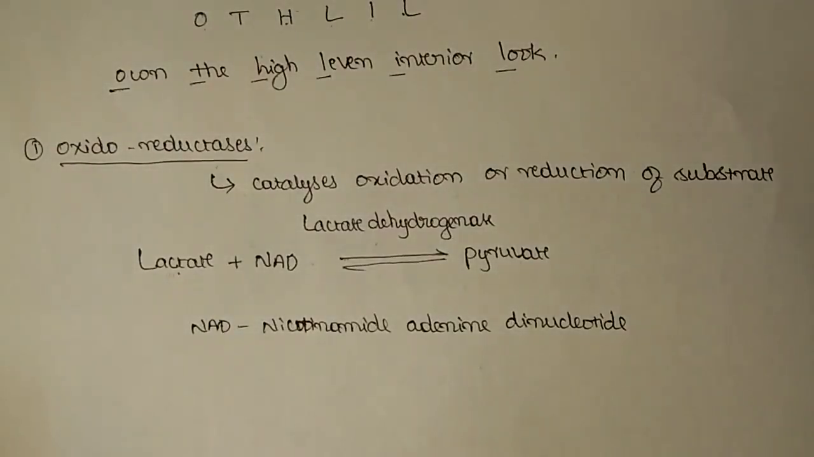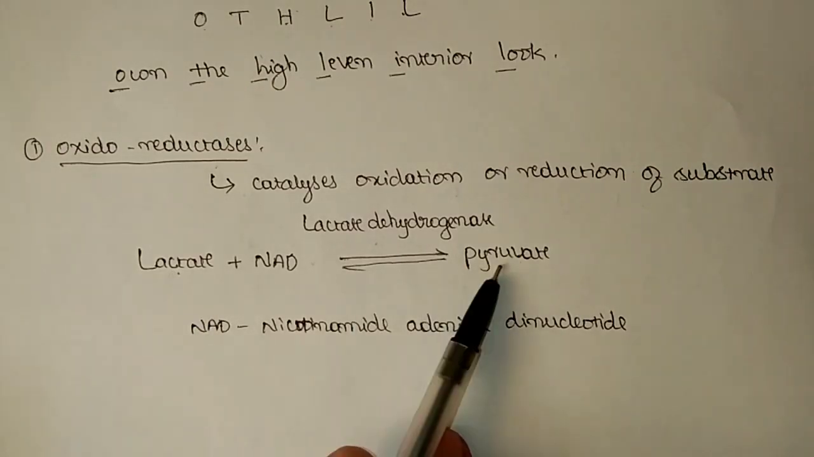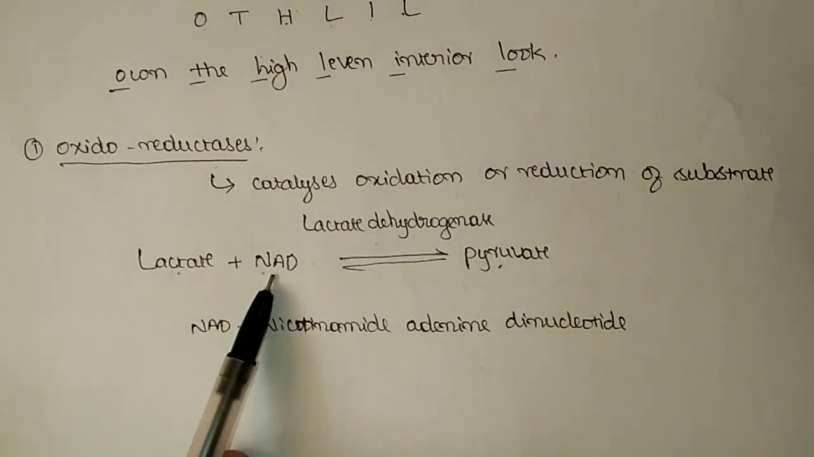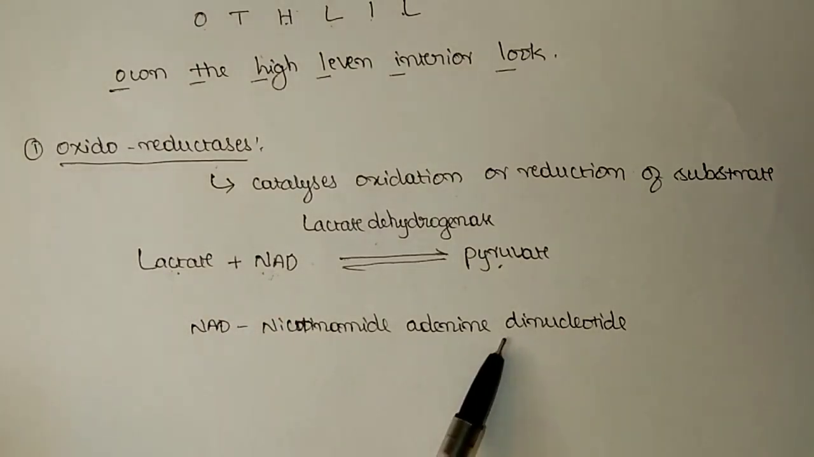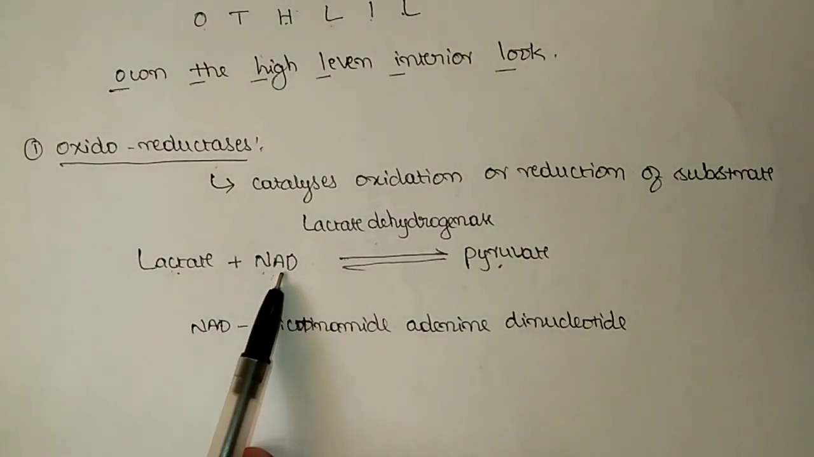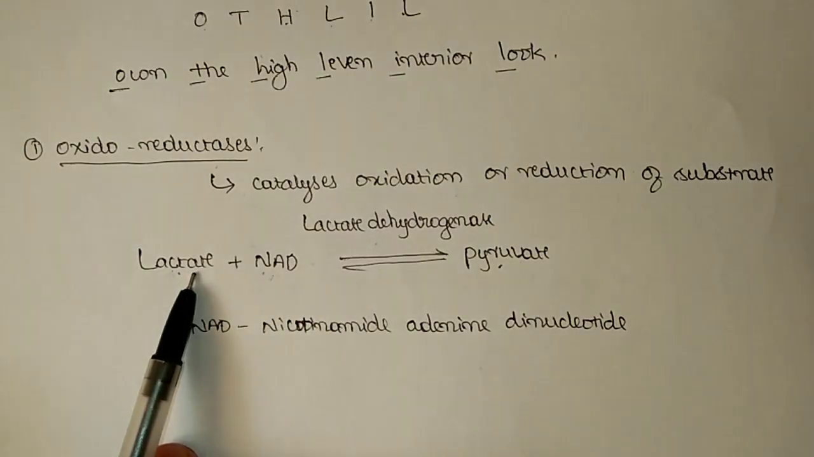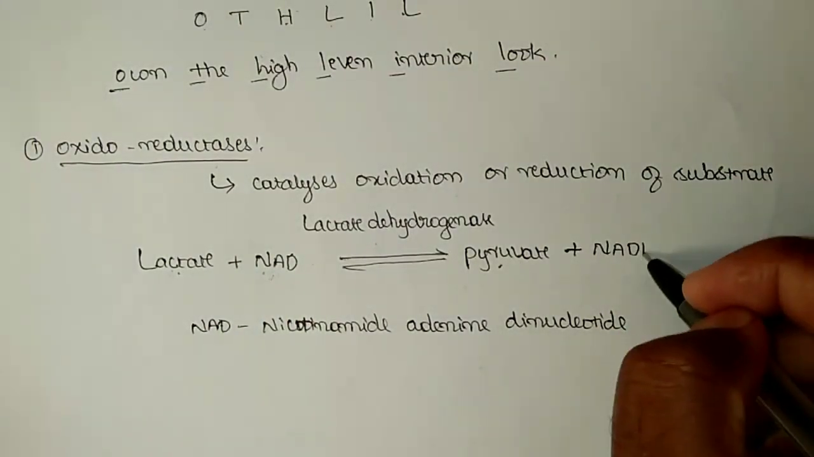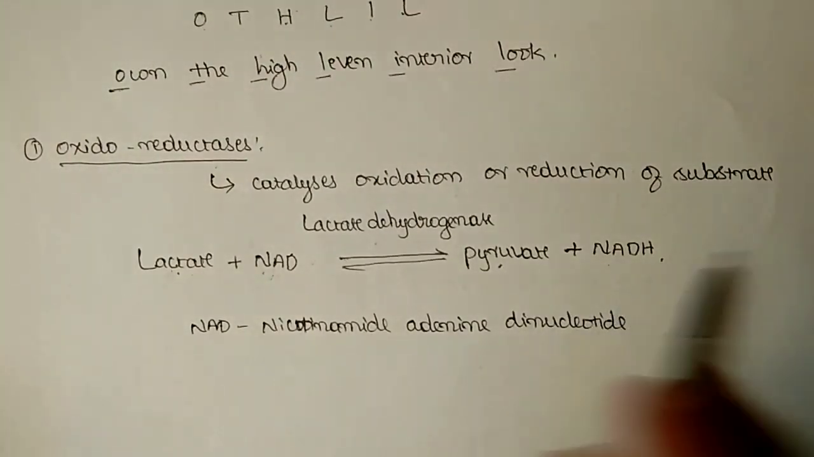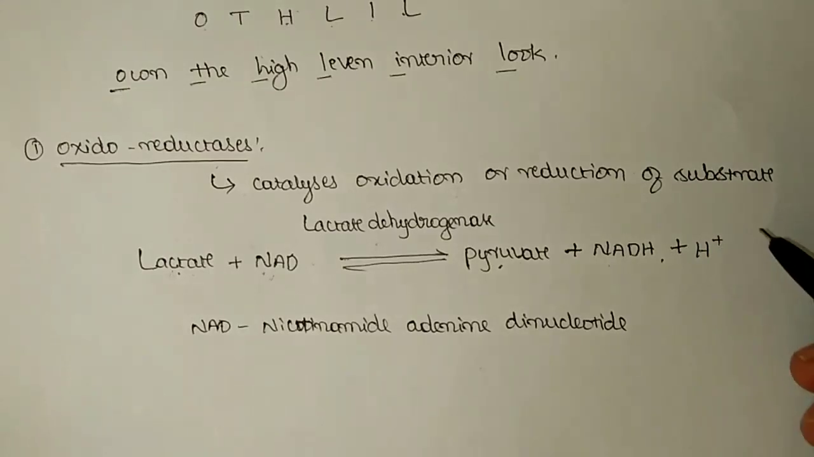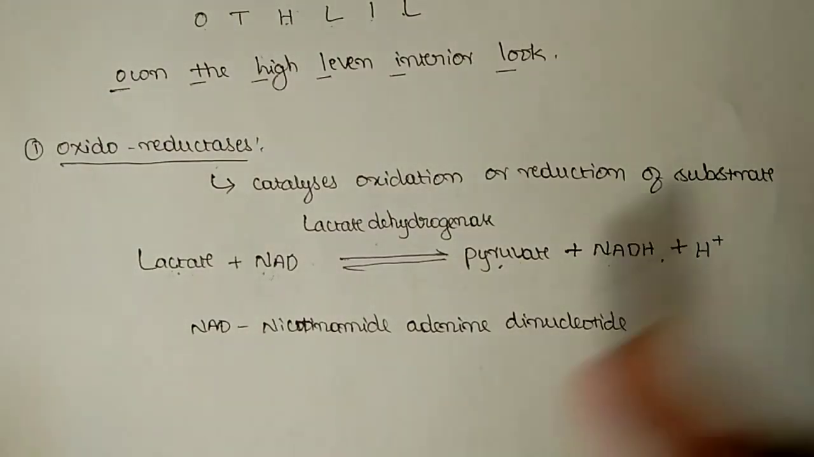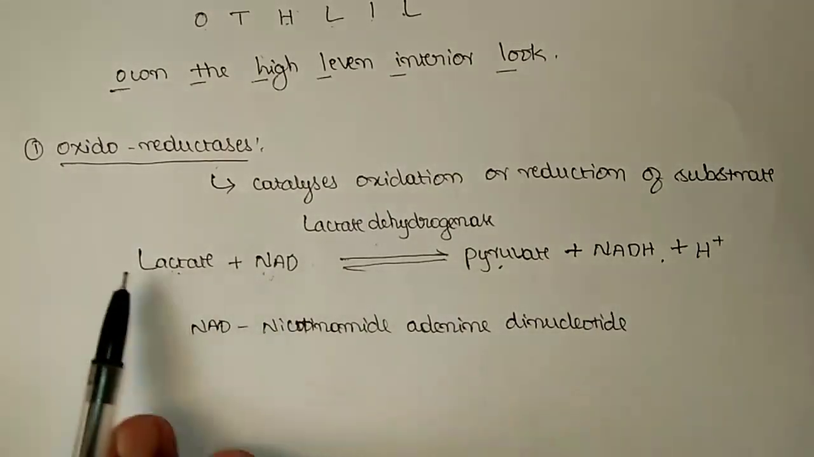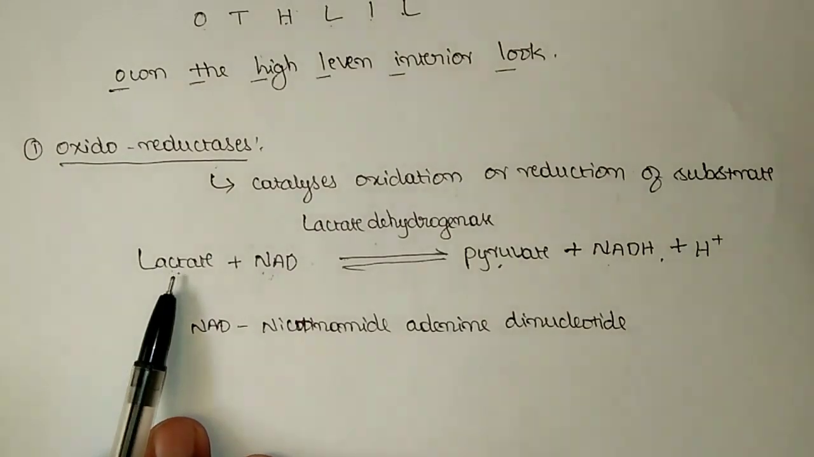So lactate loses a hydrogen molecule so as to convert into pyruvate, and the lost hydrogen will be received by this NAD, that is nicotinamide adenine dinucleotide. Among the hydrogen coming out of the lactate, this NAD will pick one hydrogen to produce the reduced form of it, that is NADH, and one hydrogen comes out in the form of H+. So here you can observe the hydrogen is removed. That means oxidation of the lactate has occurred.